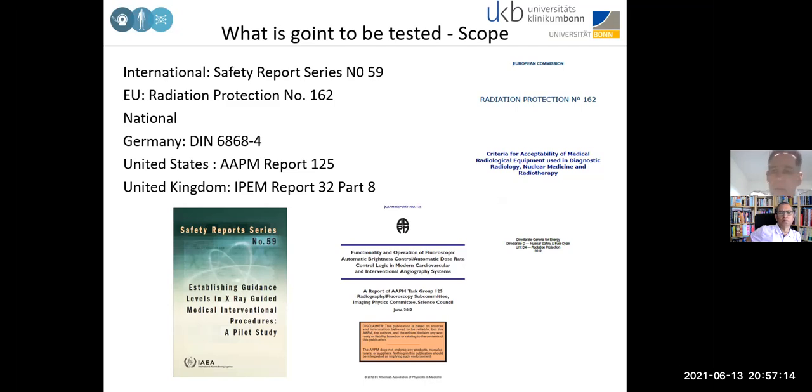International-wise, I could recommend the safety report series number 59 from the IAEA. Even though it's a pilot study, I could recommend having a look at that. And for the EU, there is definitely the radiation protection 162. This is, for me, actually my revision. So I have to look in that and I will try to get close to what is written there for our national quality control.